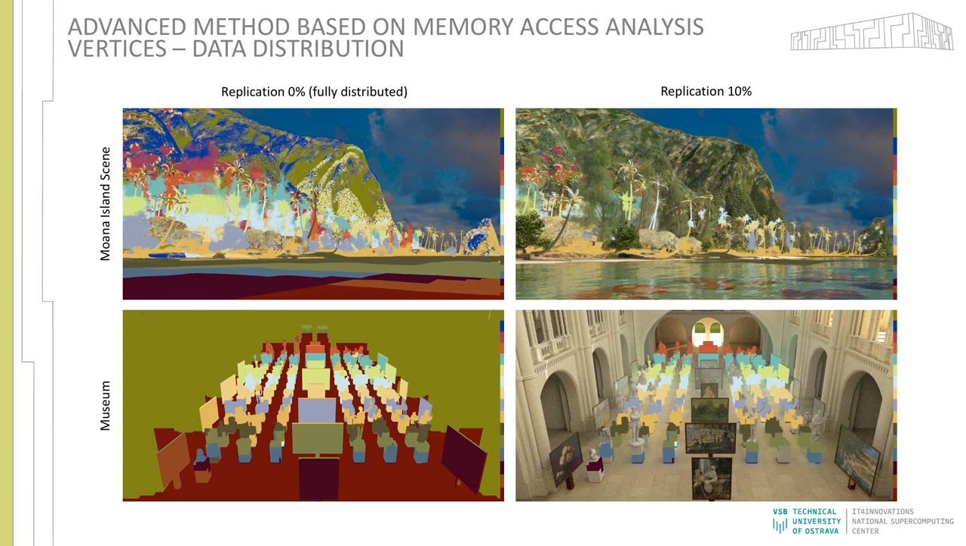The two pictures on the right show the situation when 10% of the data structure is replicated. The replicated parts are represented by the original colors of the final image. The distributed parts use the same color for individual GPUs as for the fully distributed scene.